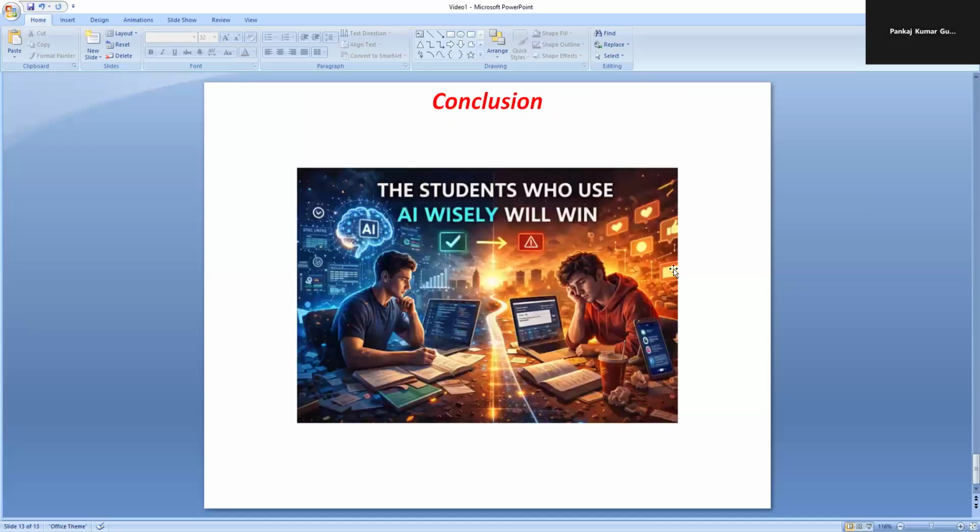Now let's move to the conclusion. So remember this very simple sentence. A traditional computer follows instructions. An AI computer learns from experience. Traditional computers are rule based. An AI system is learning based.